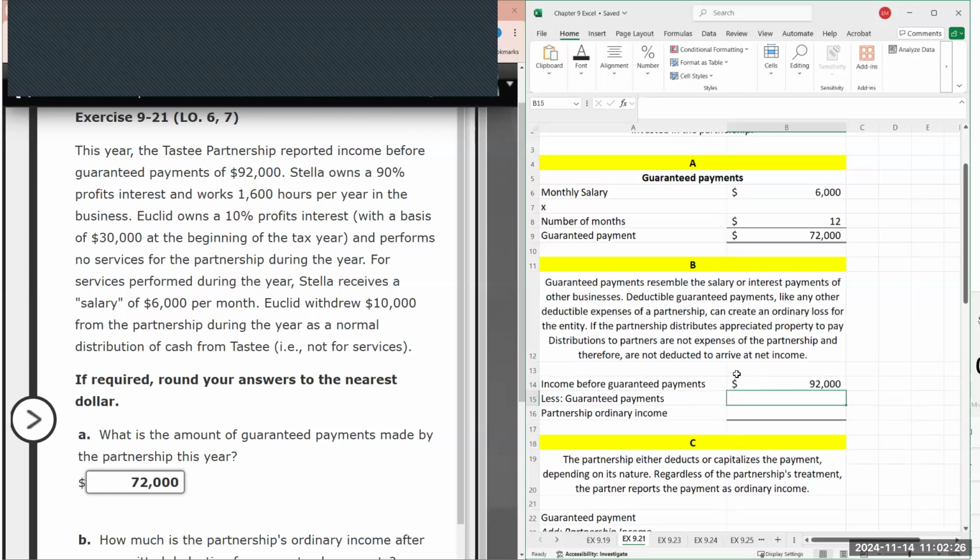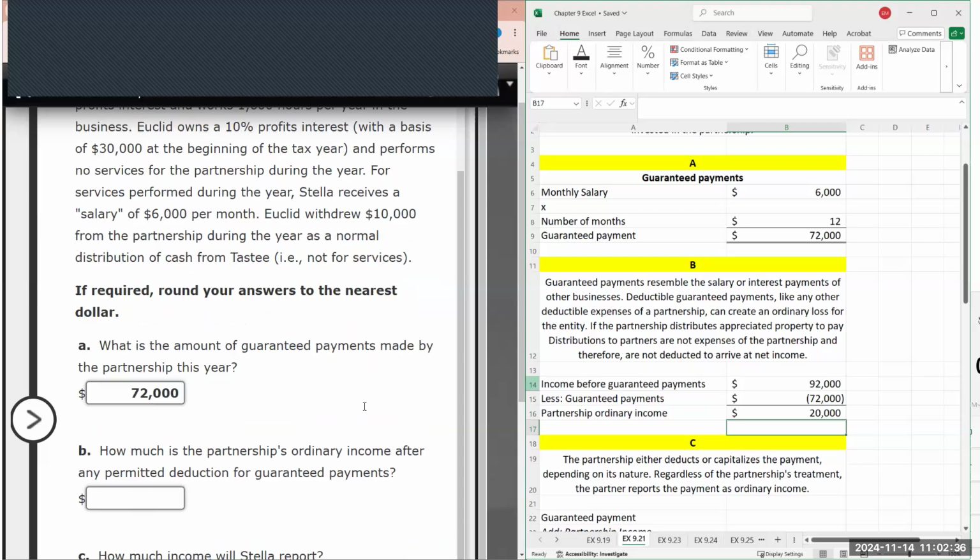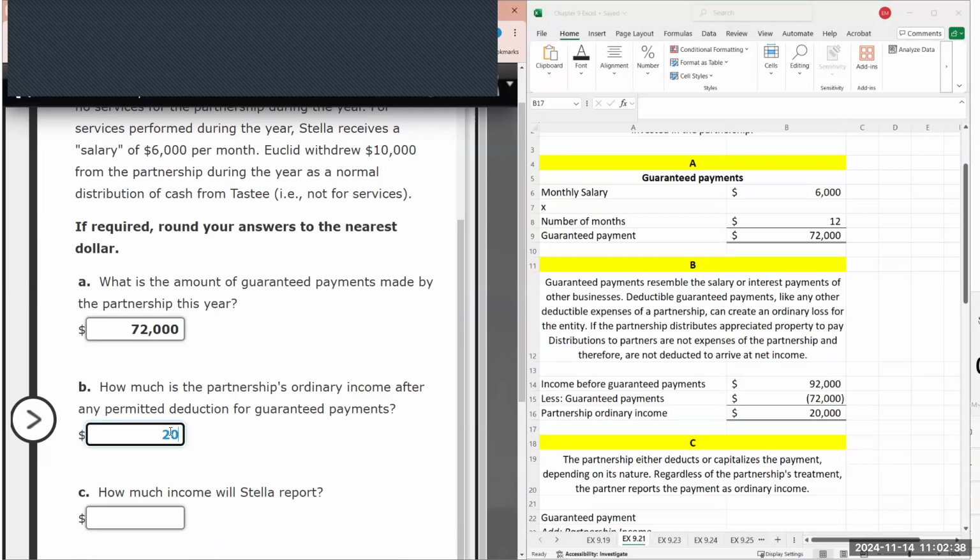And then we calculated up above that we paid Stella $72,000. So the $72,000 is going to be a deduction. Hence, the partnership's ordinary income is $20,000.